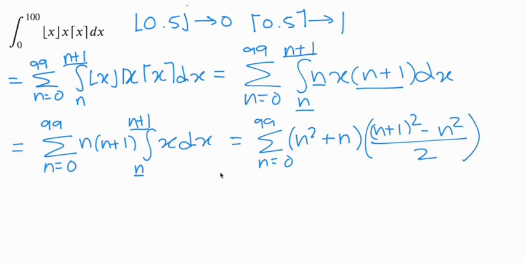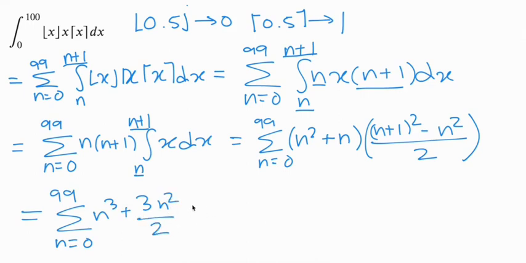So now we can rewrite the summation again. We get the sum from n equals 0 to 99 of n cubed plus 3n squared over 2 plus n over 2. And this is going to be equal to 24997500.